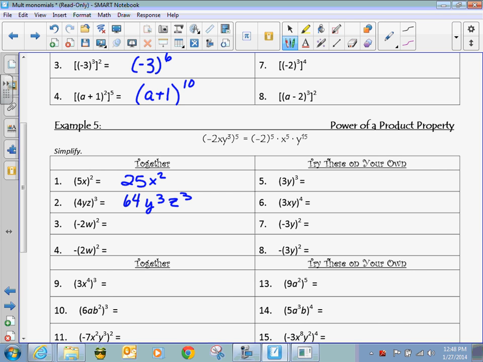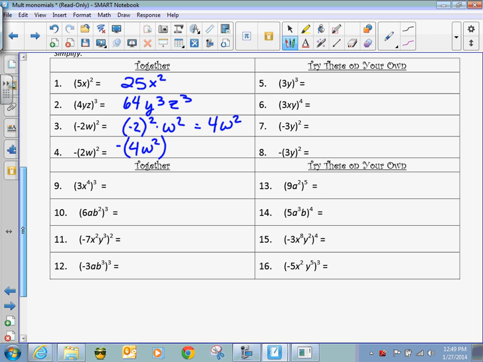Negative 2w all squared. So I would have negative 2 squared times w squared, which in turn is going to be 4w squared. Okay, and now finally I have the negative with the 2w squared, so that's going to be a little bit different. I'm going to square my 2, which I have 4w squared, but it all is surrounded by a negative sign. So that entire value is going to be negative.